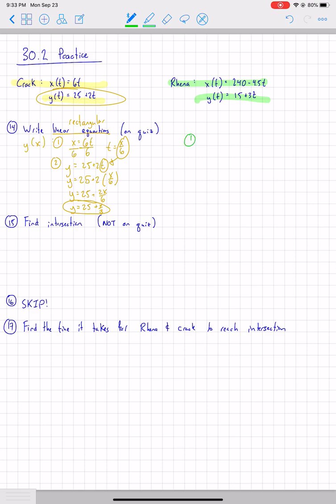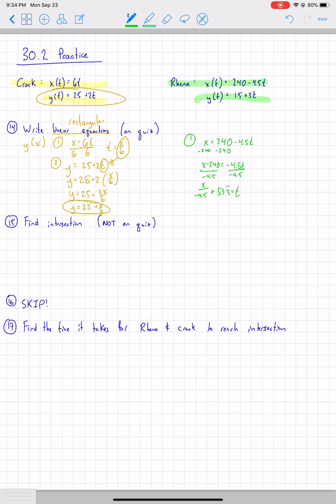Now for Reyna, we do the same method. First step is to take our x and try to get t by itself. This one just has more steps. First we subtract the 240. And then we divide by negative 4.5. And we can break that apart, x divided by negative 4.5, and then plus 240 divided by 4.5. And we get positive 53.3 repeating equals t.